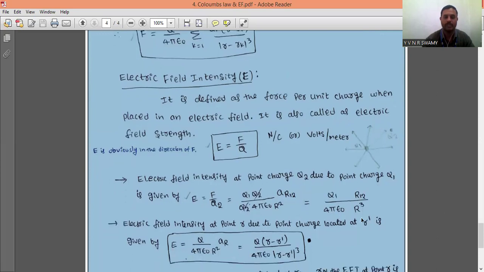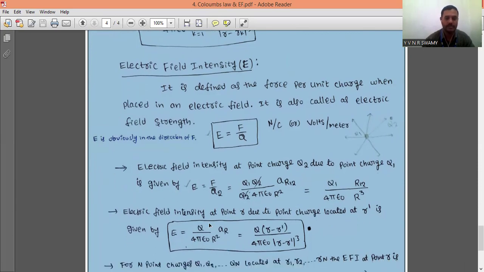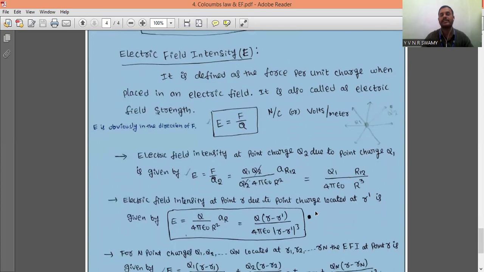So therefore, the electric field intensity at point r due to a point charge located at r dash can be written as E equal to Q by 4 pi epsilon naught r square along the a r direction, that is equal to Q into r minus r dash by 4 pi epsilon naught into mod of r minus r dash whole cube. So that is the electric field intensity due to a point charge.